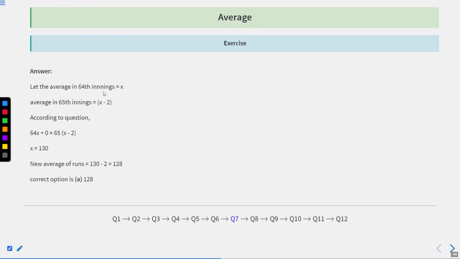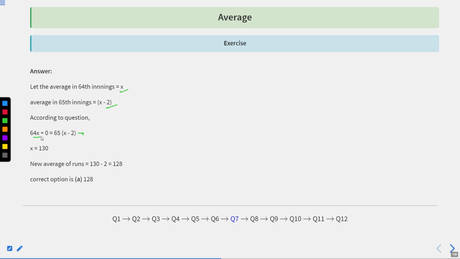So let us suppose the average in the 64th inning is x. And since his average after the 65th match dropped by 2, the new average is going to be x minus 2. Okay. So according to the question, 64x plus 0 is equal to 65 times x minus 2. So I think I don't have to again explain how we got to this equation.